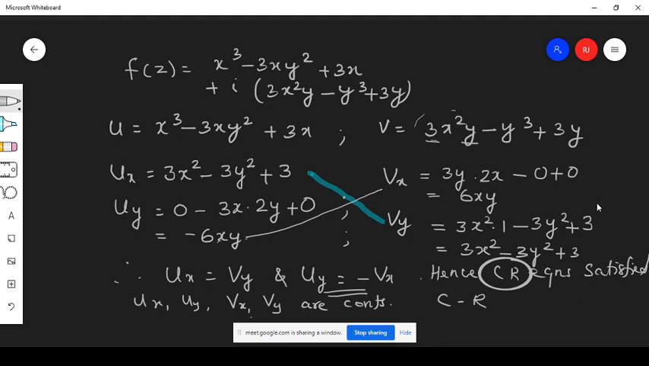Therefore the function is analytic. Therefore, f of z is analytic. This is the way you need to do it. Got it? If you get a question, write u and v, find ux, uy, vx, vy. Even if you don't know how to solve the question, you write this much and you will get that many marks. So ux, uy, vx, vy, very simple to do. You can do it very easily. Got it?